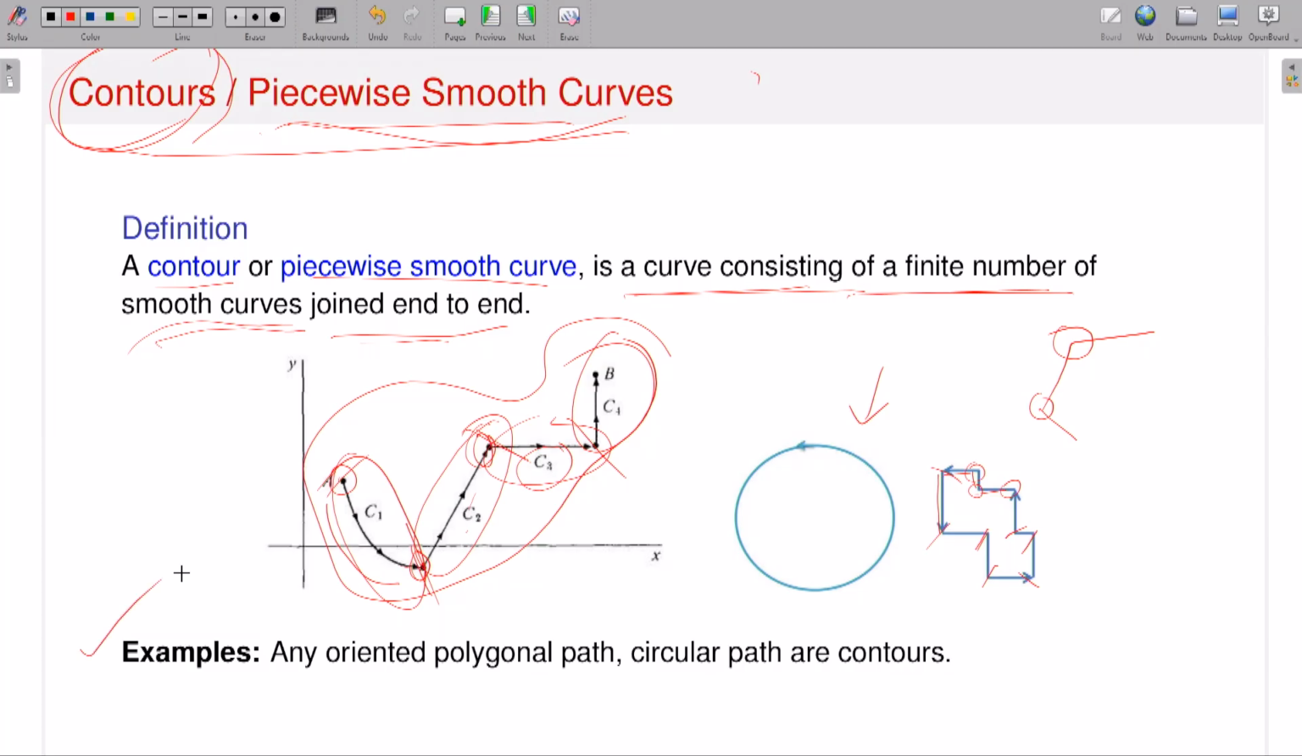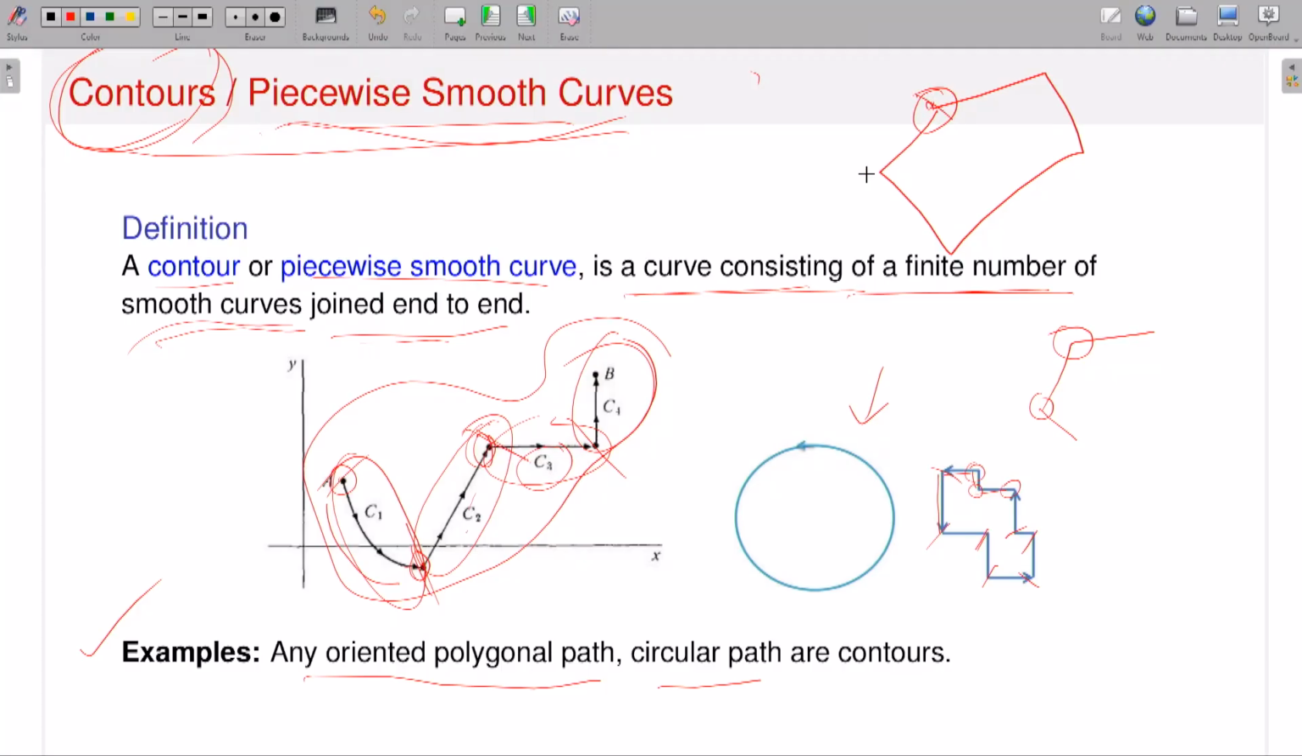So I have certain examples. Any oriented polygonal path, circular path, these are all continuous paths. Okay. Polygonal means what? It should be like this one. So these are the sharp points. There you lose the differentiability. So you just cut here, cut here, cut here, cut. Therefore, this is smooth, this is smooth, this is smooth, this is smooth. So 1, 2, 3, 4, 5.